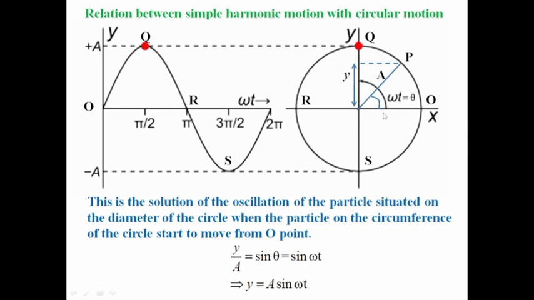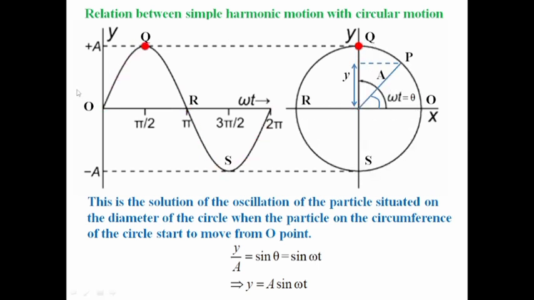So there is no phi. Phi is the initial position. Here we are considering that the position of the bob is at the mean position. If it is displaced by some angle, suppose phi angle, then you have to add that phi. That is the phase difference.